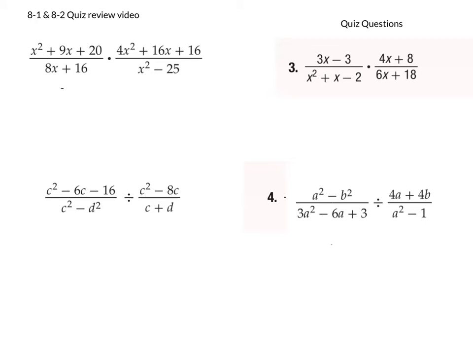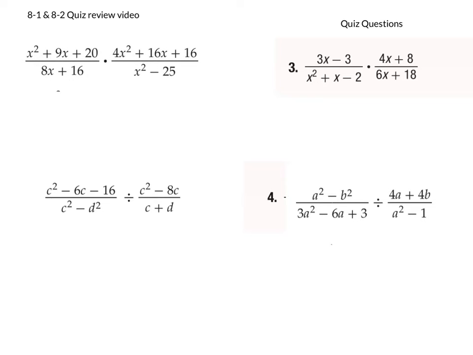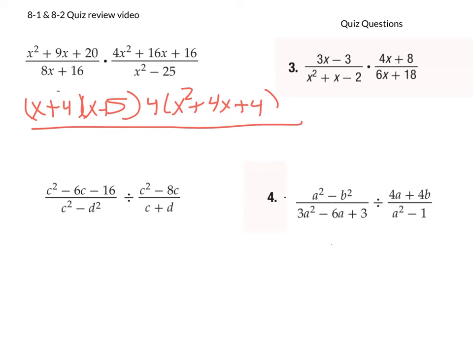Alright, to do multiplication, we have to factor everything. So I'm looking for 2 numbers that go into 20 and multiply to 20, and add to give me 9. So x plus 4, x plus 5. Then I'm going to take out the greatest common factor of this problem. And then I do my denominator, take out the greatest common factor.